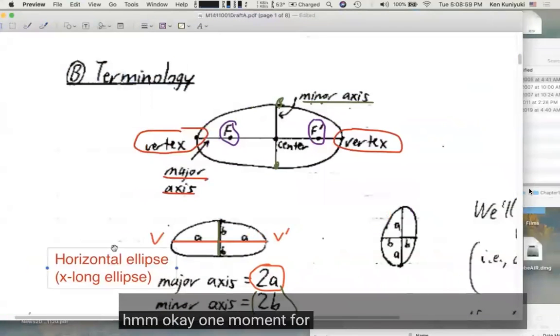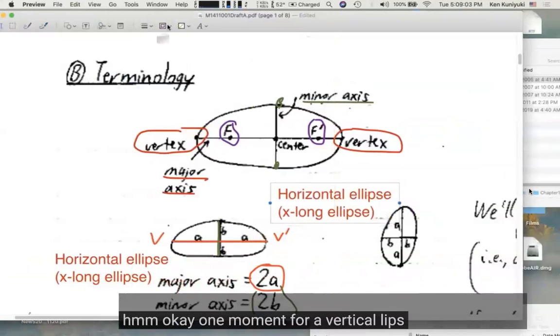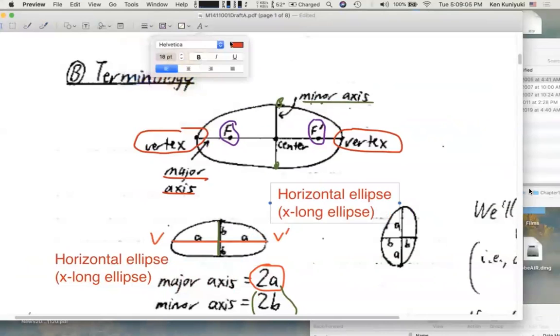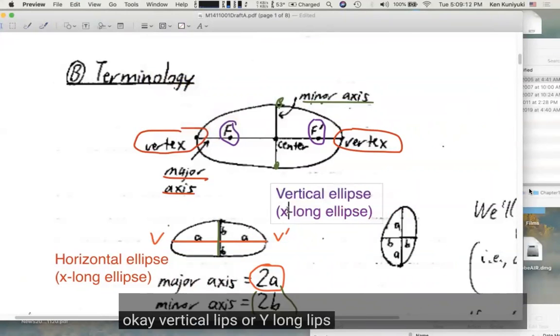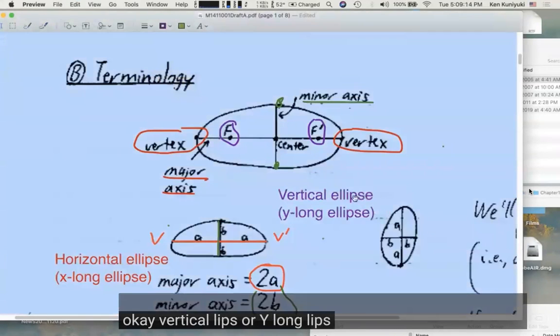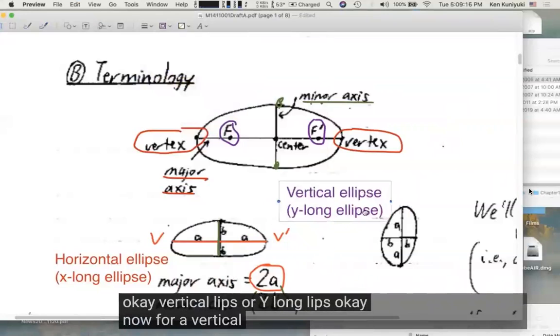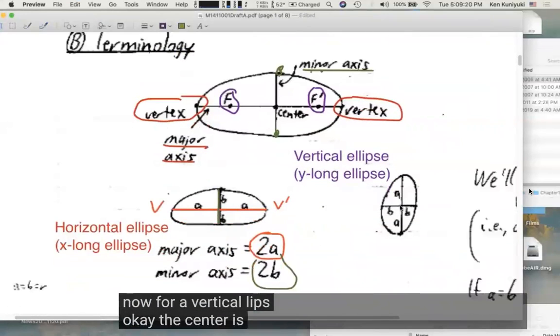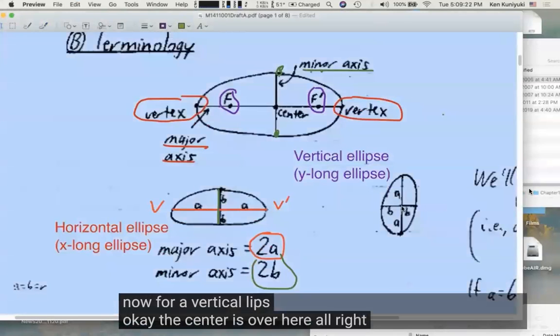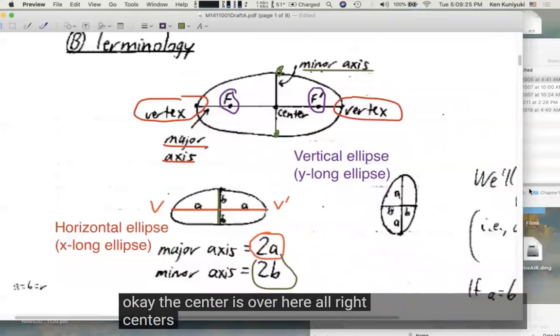Okay, one moment. For a vertical ellipse, or Y-long ellipse. Okay, now for a vertical ellipse, the center is over here, all right? Center's over here.